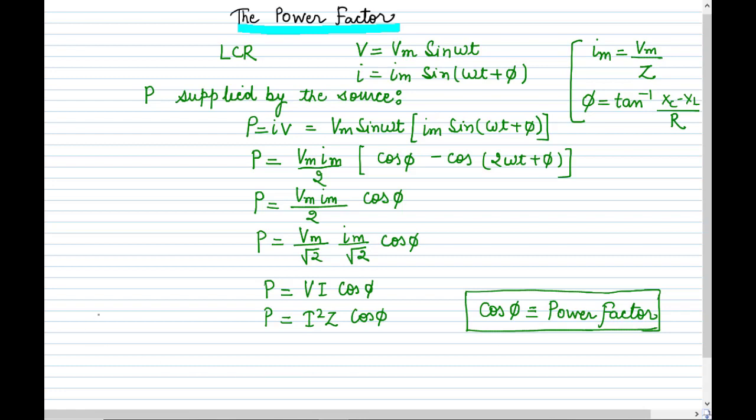Now we can take different cases. In the first case, if we have only resistance in the circuit, then it is known as a resistive circuit. The only component in the circuit is resistance. So in place of Z we have only R. And for R, the V and I are in the same phase. That means the phase difference is 0, because we have done this in the alternating current lecture.